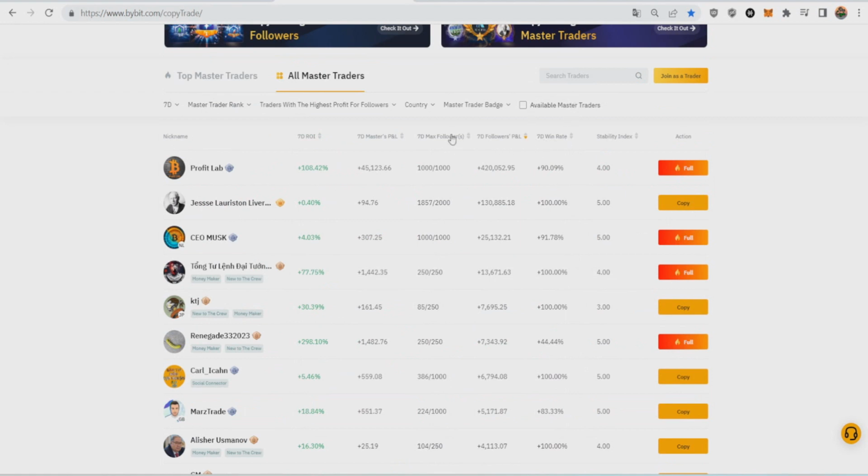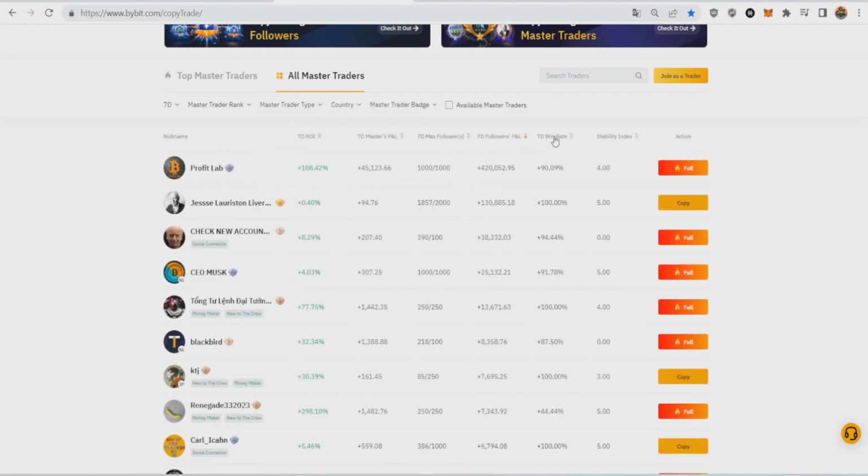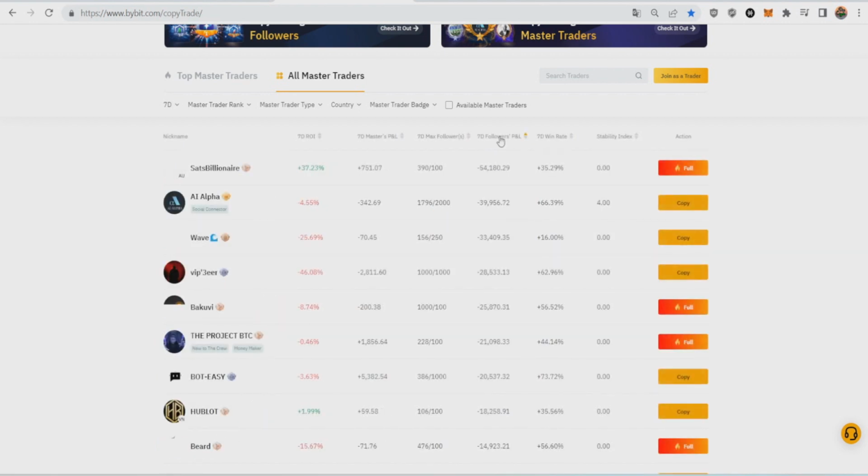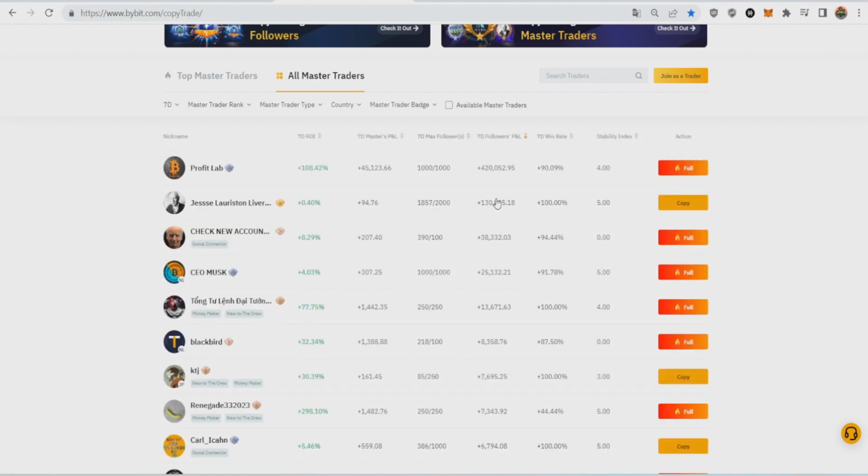When this opens, all you gotta do is click on this, turn off traders with the highest profit for followers, and then just pick trader profit for followers up and down, and now you can see all the stats you want to see. So the most important stats are that the profit for followers is positive, that the win rate is really high, up to 100%, and that the stability index is like 5 or 4. This means it's a very stable trader.